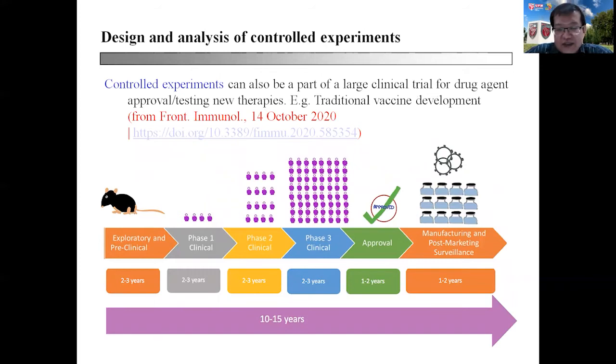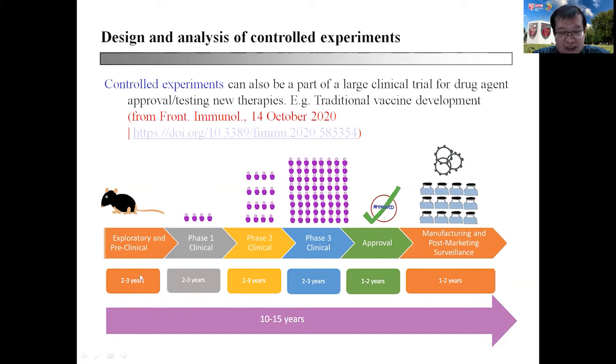Another scenario is actually where we could be looking at development of vaccines. Due to the current requirement, the current pressing need for an effective vaccine, we have to fast track the vaccine development. Look at this example of traditional vaccine development published in Frontiers Immunology, October 2020. So a traditional vaccine development will typically take anything between 10 to 15 years, with each of these stages indicated by each of these color blocks.